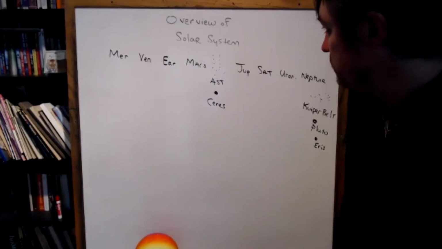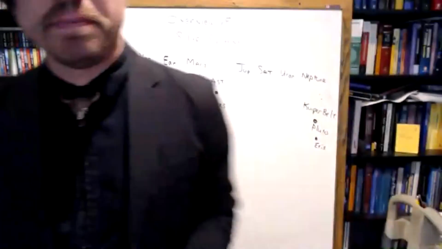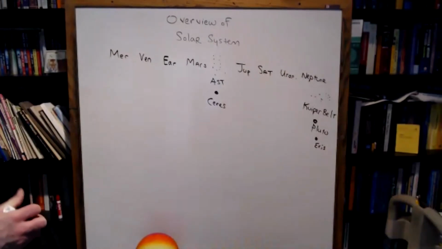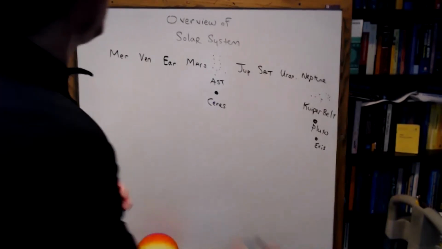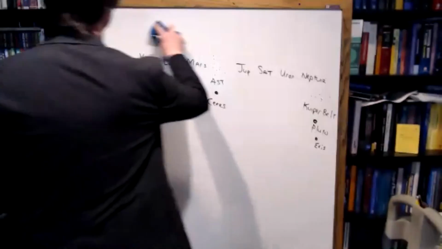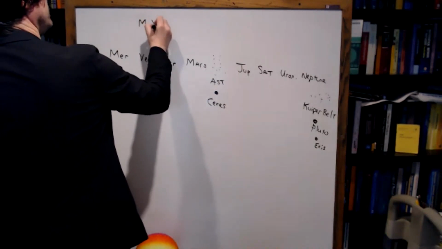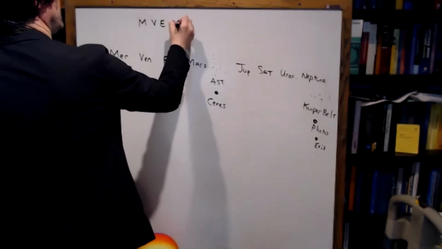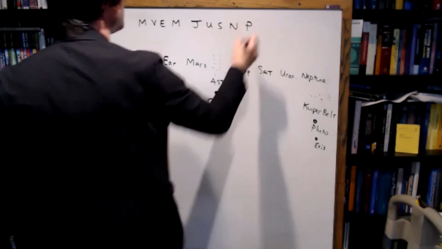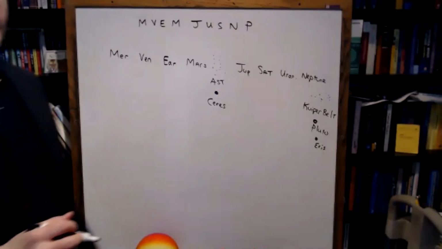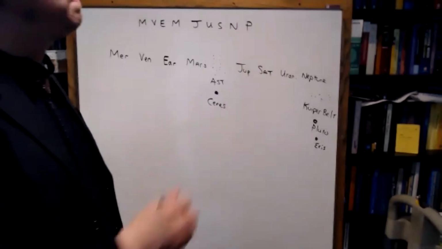Okay, so just in case, I'm assuming that you guys know the names of the planets, but not everybody does. Remember that if you're having trouble remembering the order or the names of the planets, you can use the famous mnemonic device, "My very educated mother just served us 9 pizzas." At least that's what it used to be when Pluto was a planet. "My very educated mother just served us 9 pizzas."